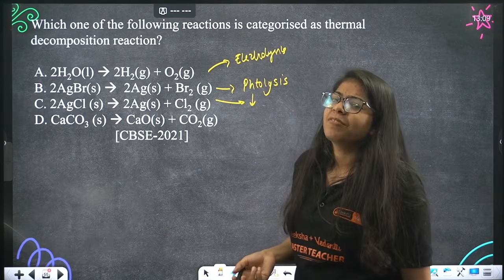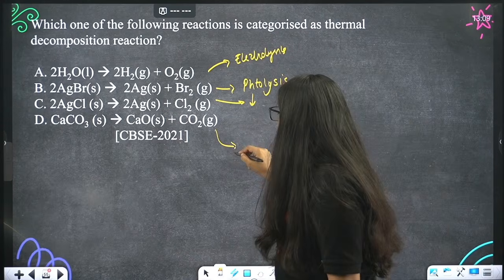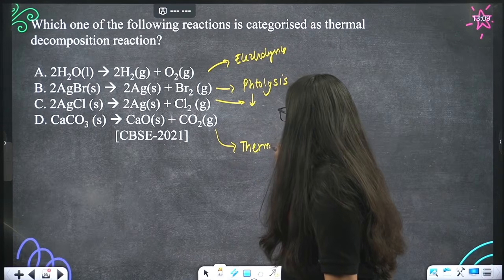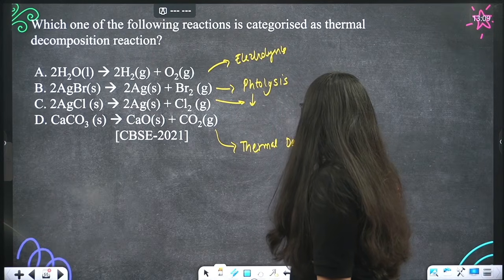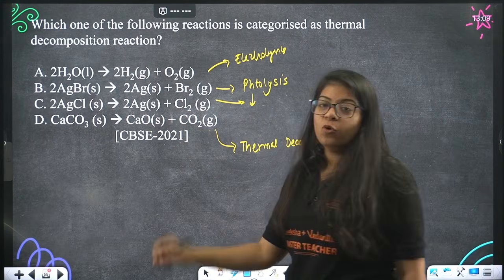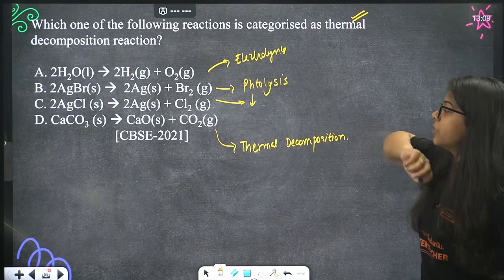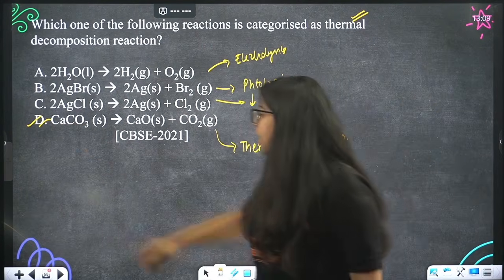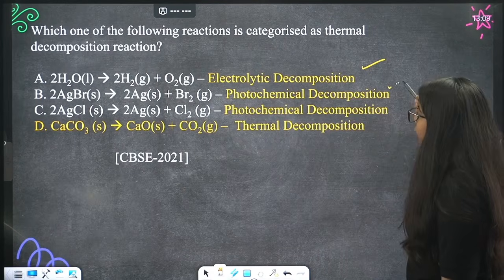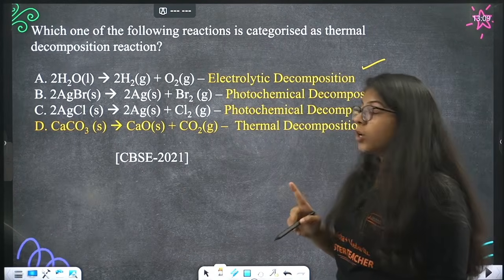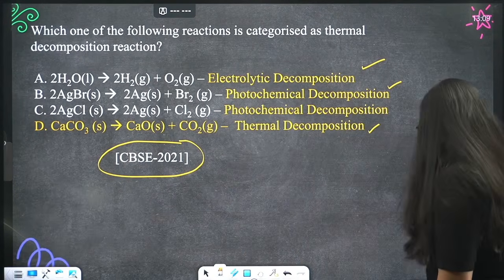So actually what is left? CaCO3 gives CaO plus CO2. Ma'am, I also remember that we studied it in thermal decomposition. We gave heat to CaCO3 and it broke down into CaO plus CO2. Done? So what is the thermal decomposition reaction? D is the answer. The other two are electrolytic decomposition and photochemical decomposition. The last one is your thermal decomposition, and it is a CBSE question. So remember this.